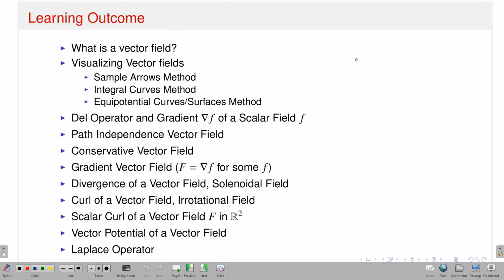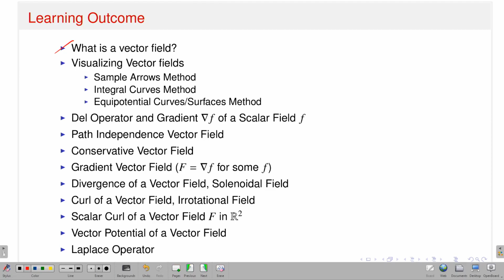What is the learning outcome for the upcoming couple of lectures? First, I need the concept of a vector field, so I will introduce the notion of a vector field. Then I will give a couple of examples of visualizing vector fields. You can visualize vector fields with sample arrows, integral curves, or the equipotential curves or surfaces method. These are the three things I will discuss.